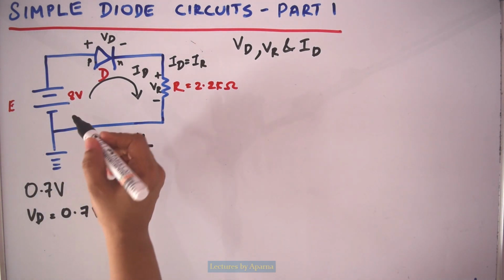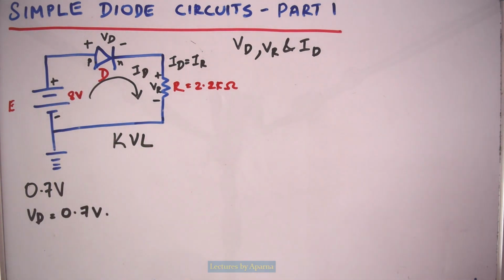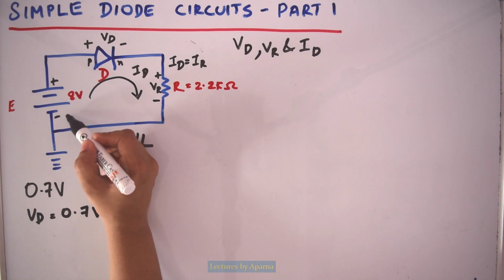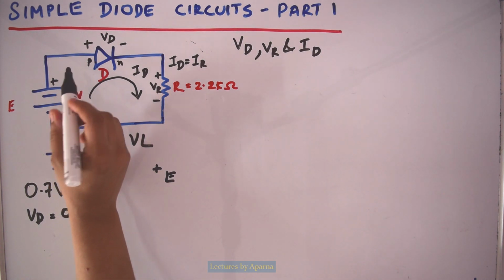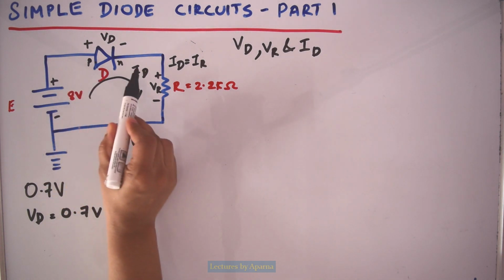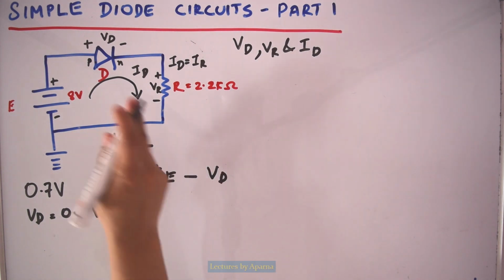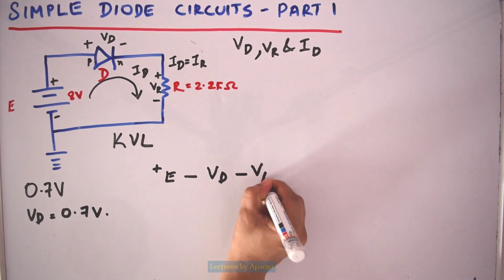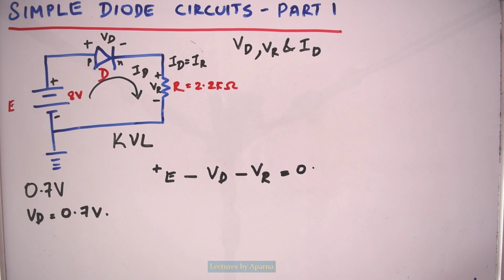So first I have to go from this direction. This is positive and this is negative. So when I am starting from here, it is an increase in potential, so it will be plus E. And when I reach here it will be a decrease in potential, so it will be minus VD, and when I reach here it will be minus VR equal to 0.